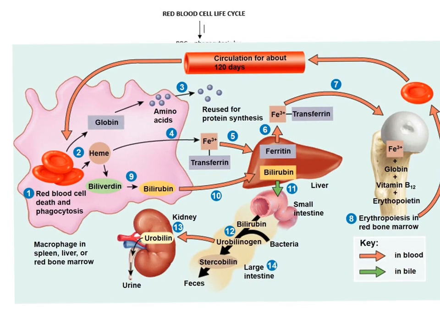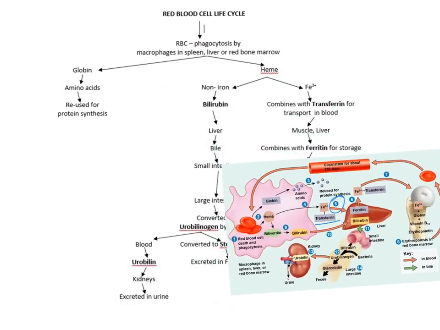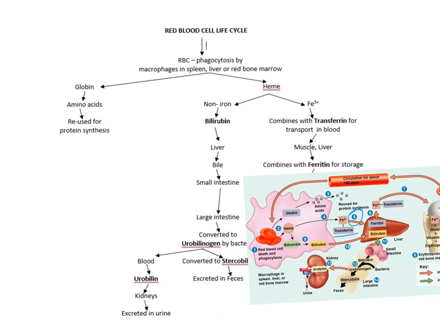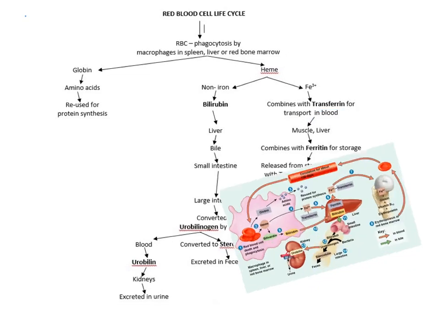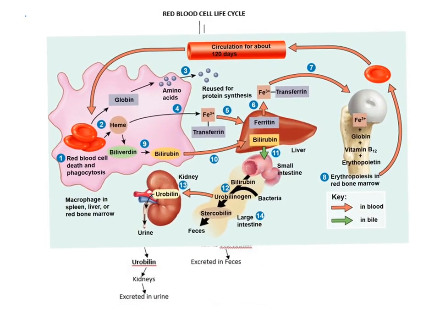Number 5 is that it is going to be transferred in the blood via transferrin. Looking back here, number 5 is going to be right here where it combines with transferrin for transport in the blood. The iron combined with the transferrin is then going to be transported to the liver or muscle, and then it is going to combine with ferritin.